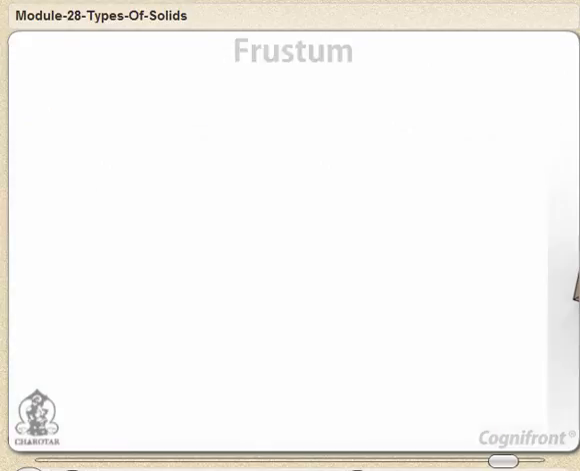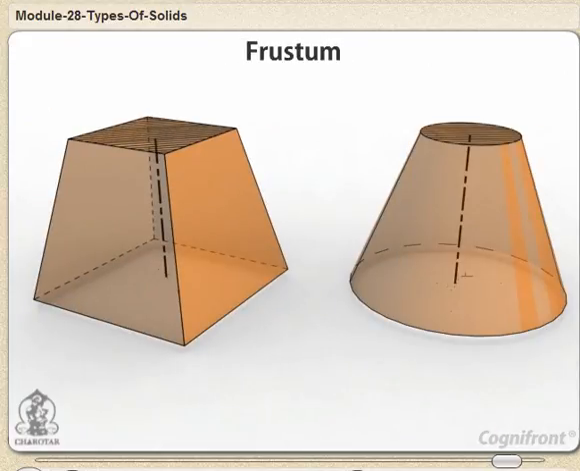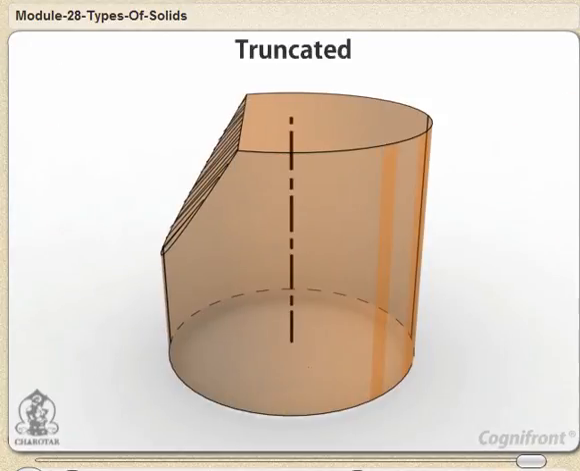Frustum. When a pyramid or a cone is cut by a plane parallel to its base, thus removing the top portion, the remaining portion is called its frustum. Truncated. When a solid is cut by a plane inclined to the base, it is said to be truncated.